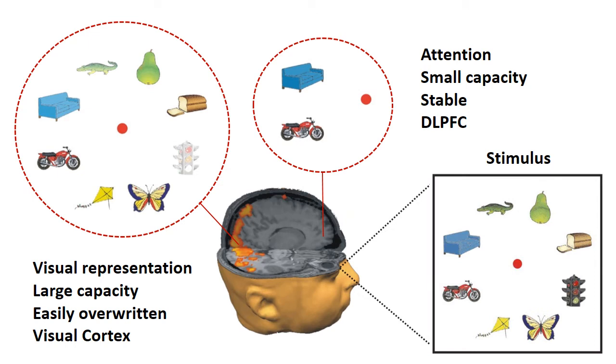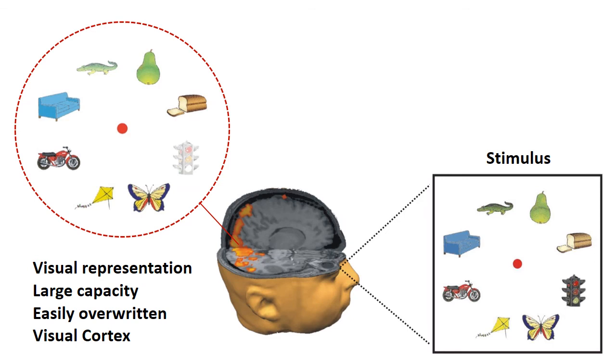So, in sum, we have shown the following. When you look at a scene like this, consisting of an array of 8 objects, you form 2 distinct representations of it. The one is a visual representation, which has a high capacity, which is independent of attention, depends on visual cortex, and therefore is easily overwritten when new visual information comes in. The other is a representation depending on attention and dorsolateral prefrontal cortex, which therefore has limited capacity, yet is stable against interference from new information.